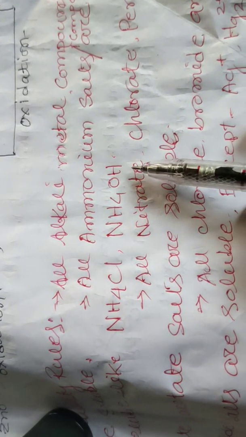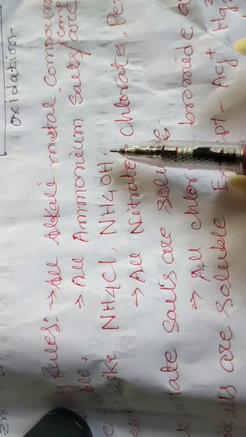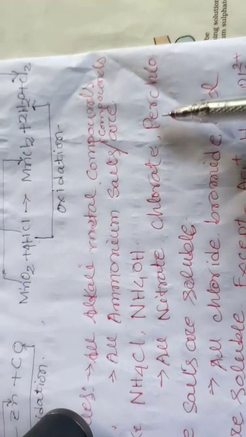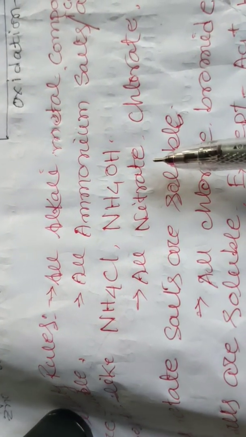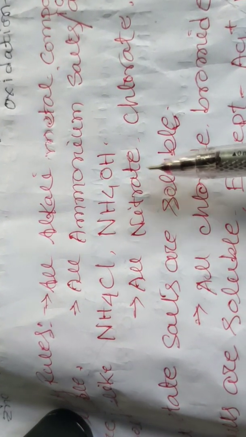If in the product we see there is ammonium chloride, or ammonium hydroxide, then this will not precipitate. Next, all nitrates, chlorides, perchlorates, and acetate salts are soluble. All nitrates, the symbol for nitrate is NO3, sodium nitrate, potassium nitrate, etc. So all nitrate salts are soluble.